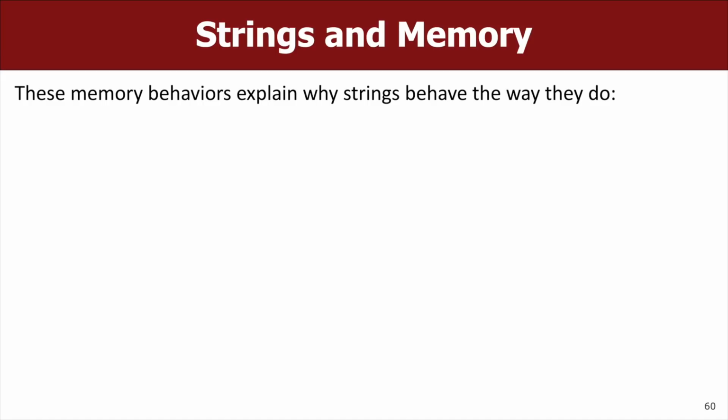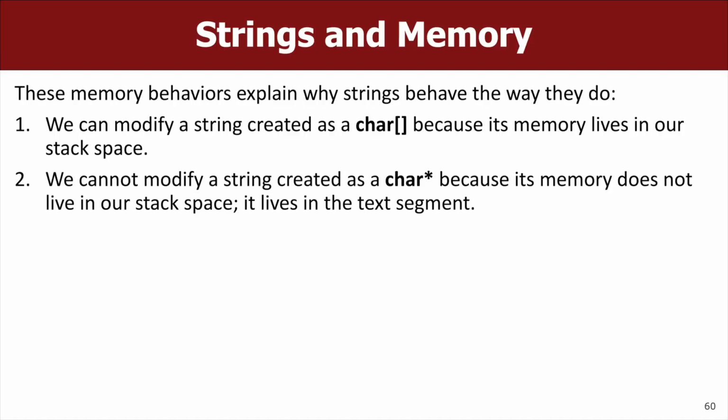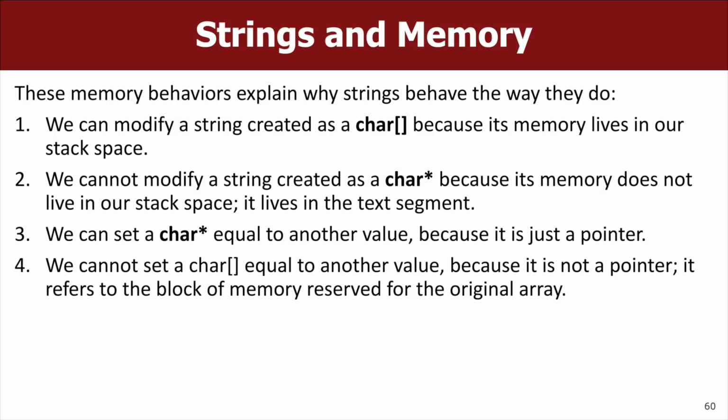All right, so these memory details explain why strings in C behave the way they do. First, we can modify a string created as a character array because its memory lives in our stack space. However, we cannot modify a string created as a char star because its memory does not live in our stack space. It instead lives in this read-only text segment area. We can set a char star equal to another value, like another char star, because it is just a pointer that we can reassign. However, we cannot set a char array equal to another value because it is not a pointer. It refers to a block of memory on the stack.